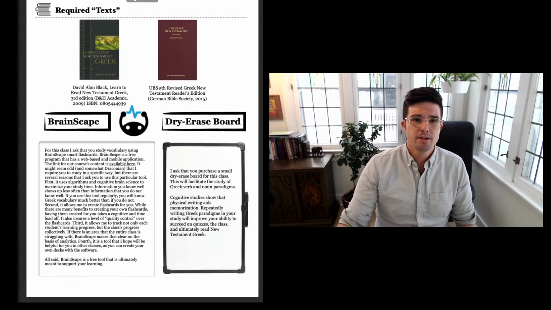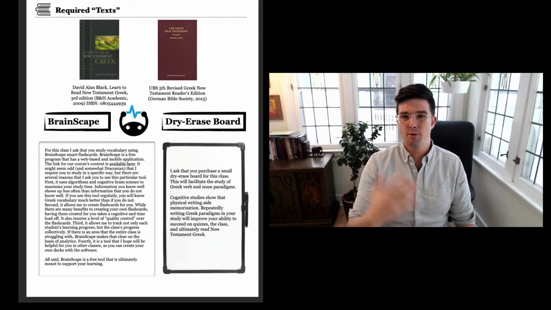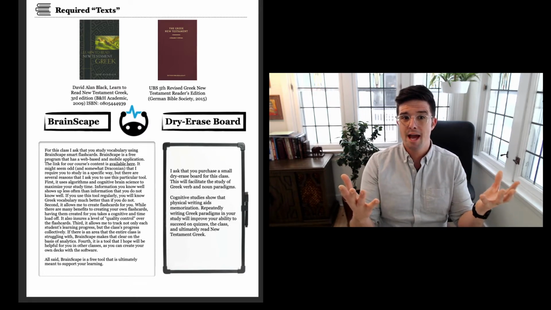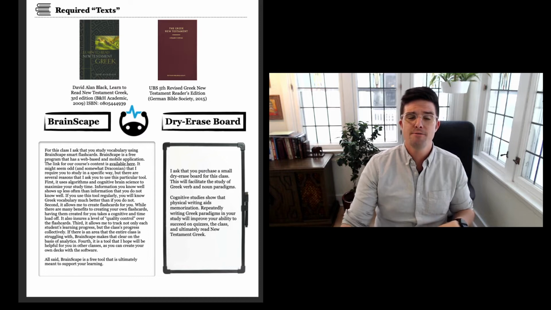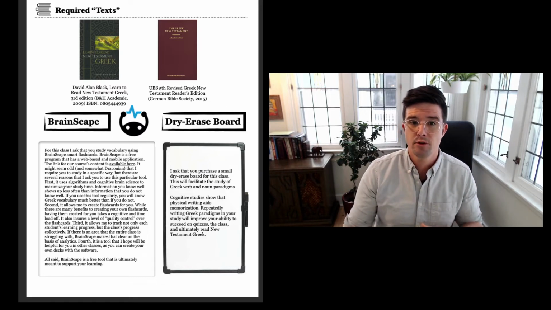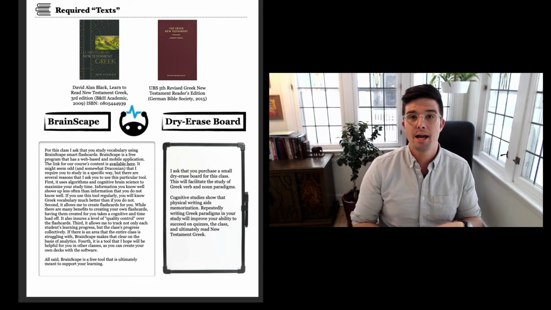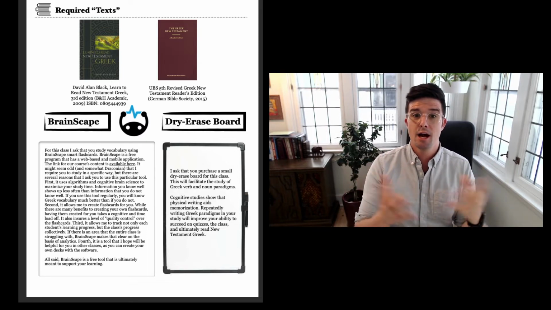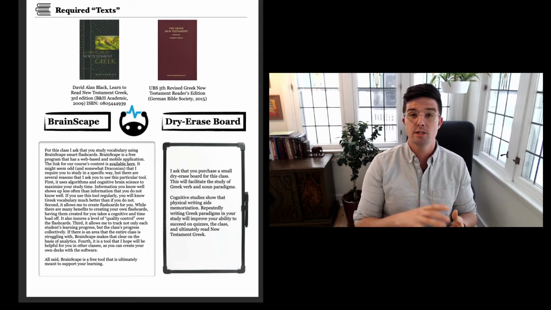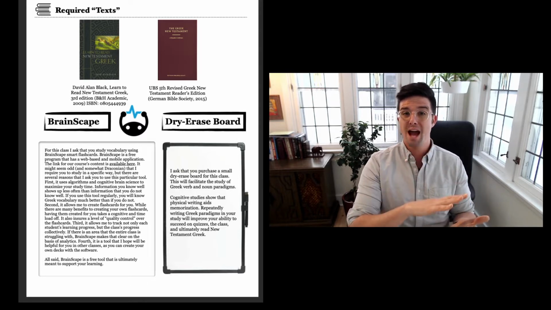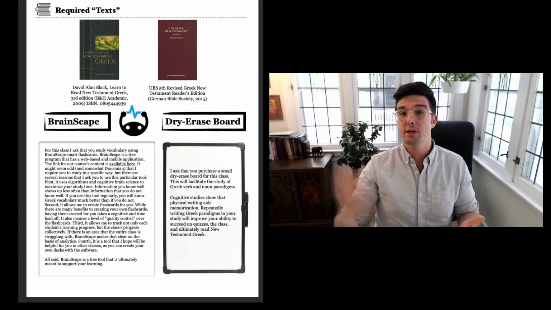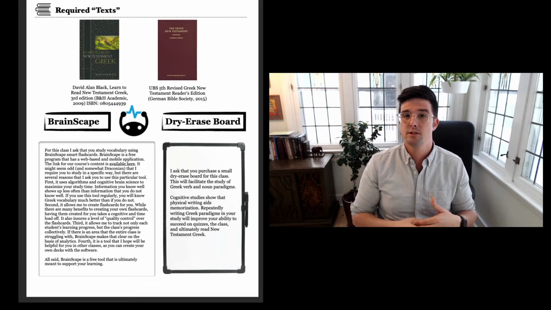Our next page here is our required text. If you've gotten to this point in the semester and the course is already opened, you probably already have these. Our grammar for this class is David Allen Black's Learn to Read New Testament Greek. I also ask that you buy a Greek New Testament. Here I say the UBS 5th Revised Reader's Edition. The Reader's Edition is going to give you vocabulary help at the bottom of it for words that do not occur more than 50 times in the Greek New Testament.